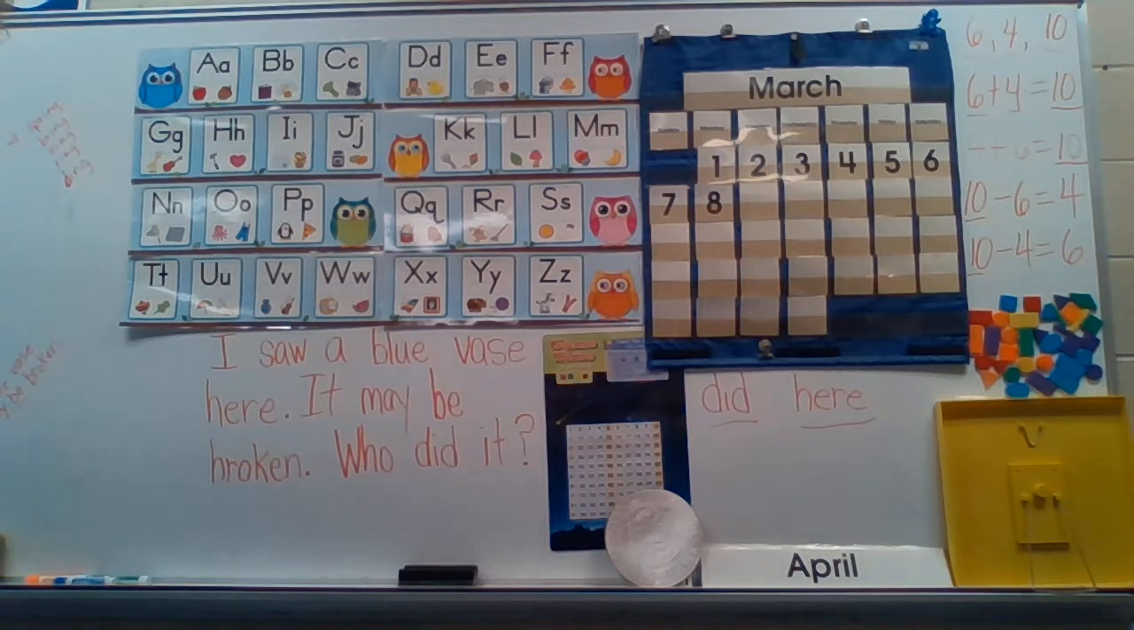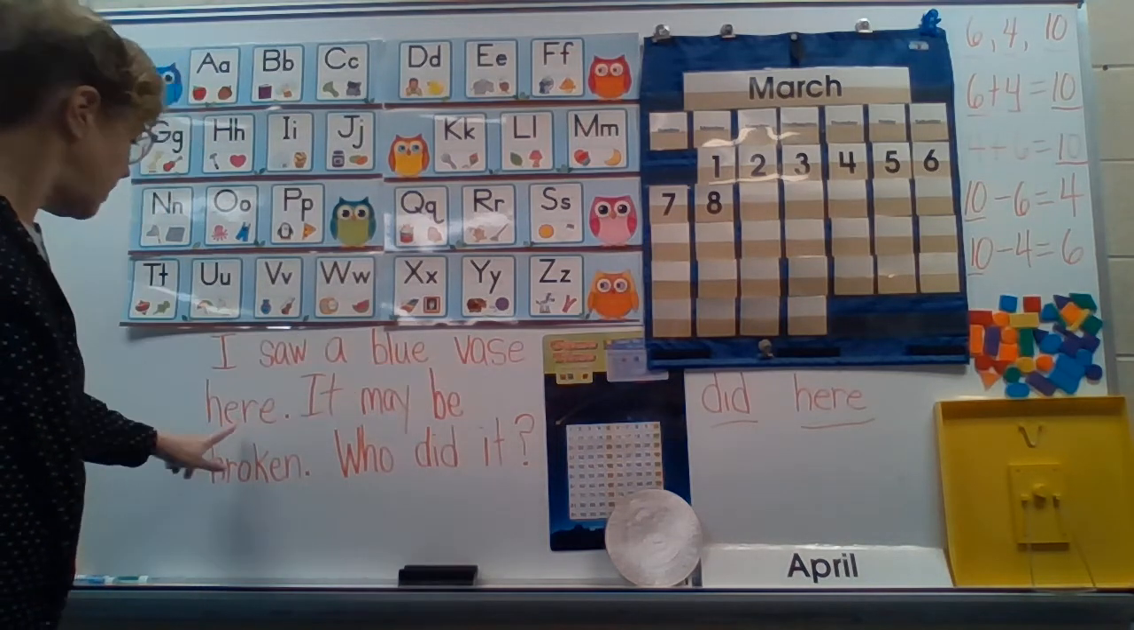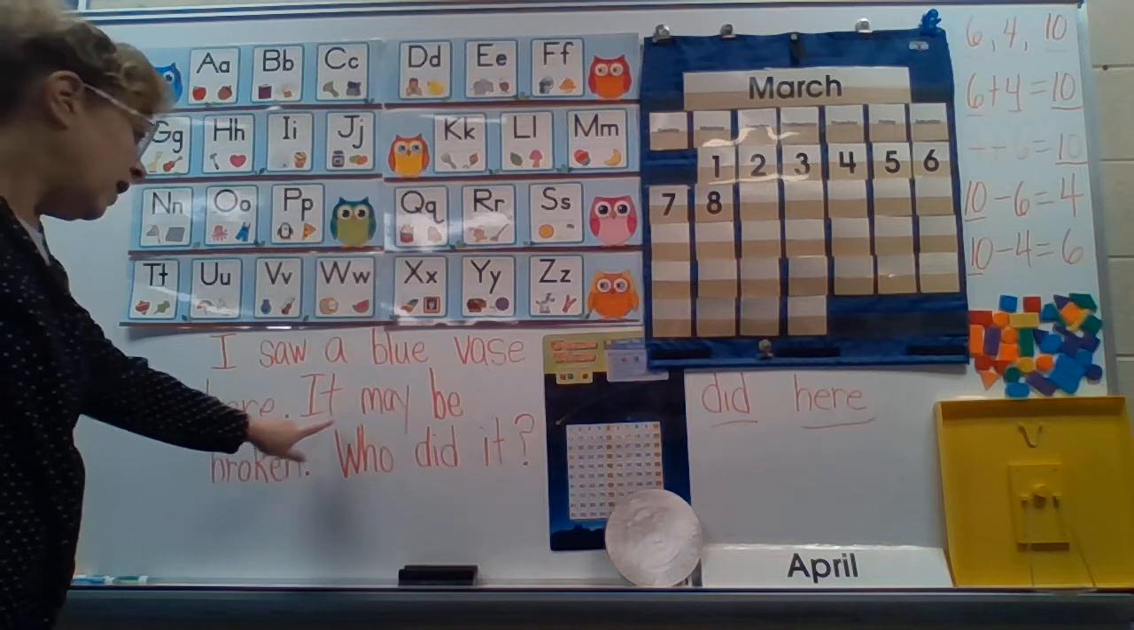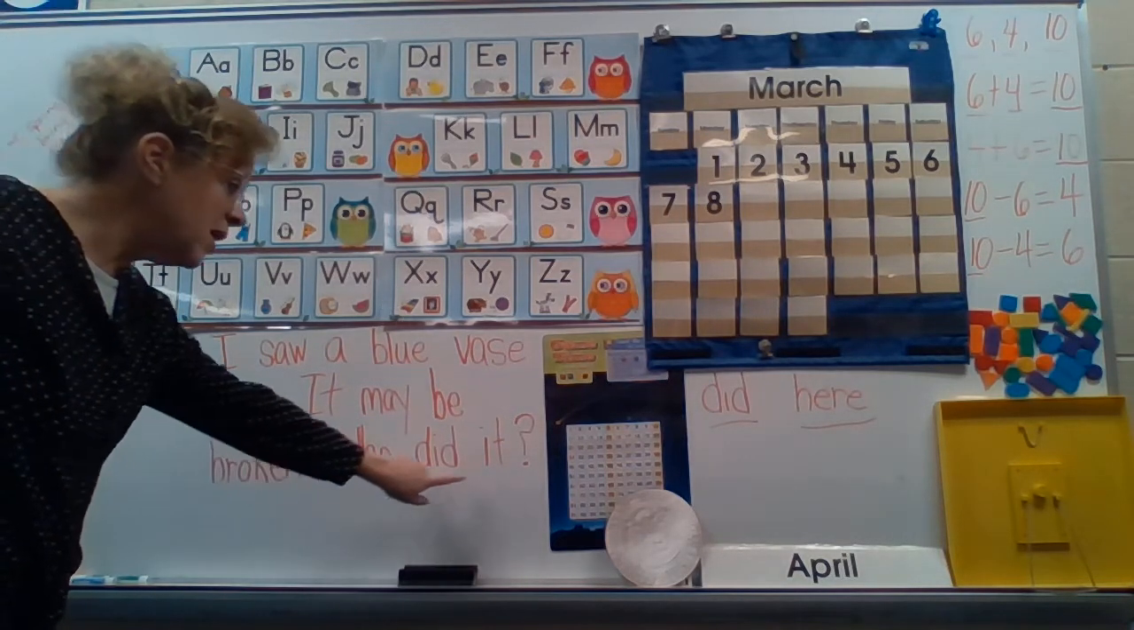Right? You should have 3 sentences. Let's see if we can read it. I saw a blue vase here. It may be broken. Who did it?